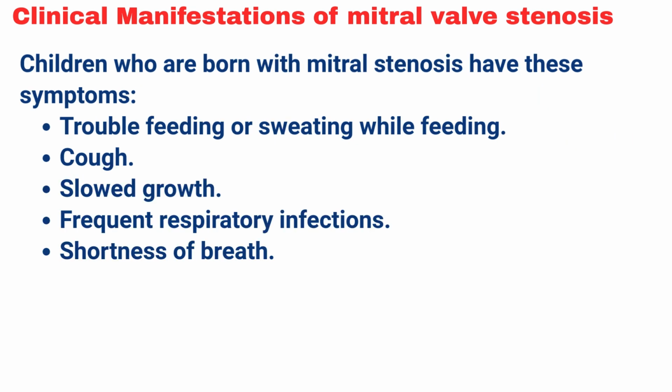Children who are born with mitral stenosis often have symptoms like trouble feeding or sweating while feeding. This symptom is one of the most common indicators of mitral valve stenosis in infants. They may have cough. This may also include wheezing or struggling to breathe. Slowed growth. This means that the child's height, weight, and other indicators are lower than expected for their age. Child may have frequent respiratory infections and shortness of breath. Shortness of breath is especially very common. It may cause older children to tire out easily when they are active.